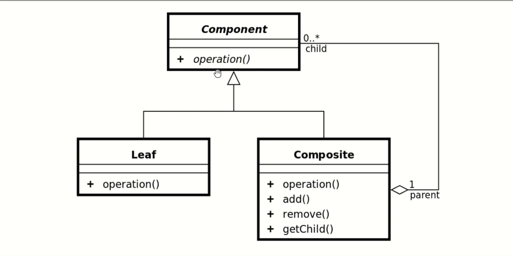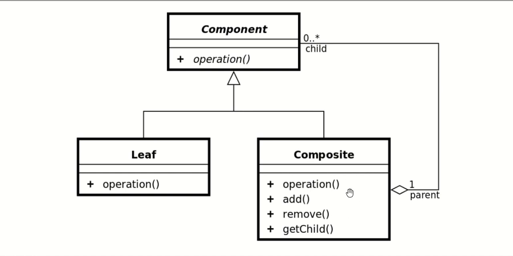So the leaf will implement that operation and execute it directly, whereas the composite implements that operation in such a way that it is applied on each and every leaf node contained by this component. You can see here parent, this is the component, which is zero or more, and it is a child, it's basically an aggregation inside this component. So there will be a collection of components in this composite.